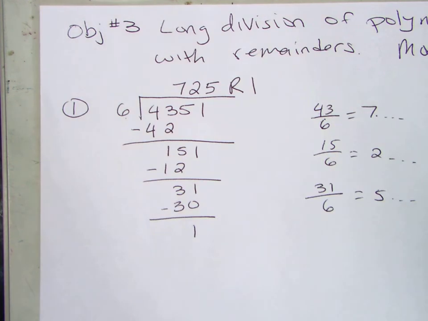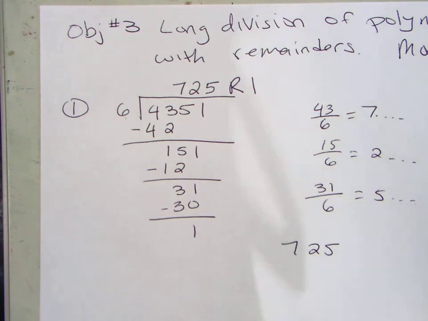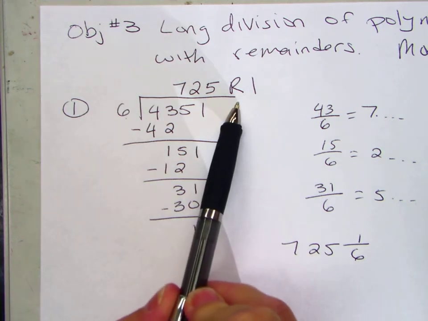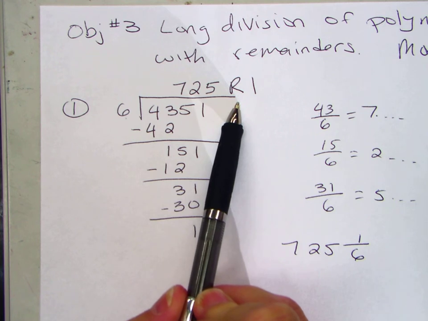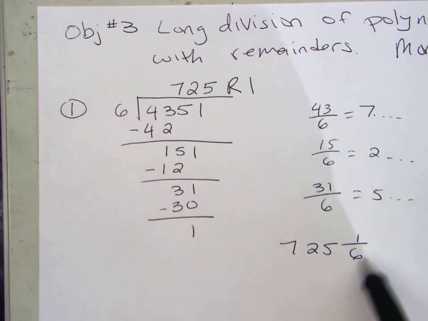We're not going to do that. The actual answer is 725, and the remainder is 1, so it's 1 and 1/6. That's actually how we're going to write the answer. Remainder 1 is very elementary school. Remainders are used in higher level math, but for high school, it's really 1/6. That's what we want to focus on.